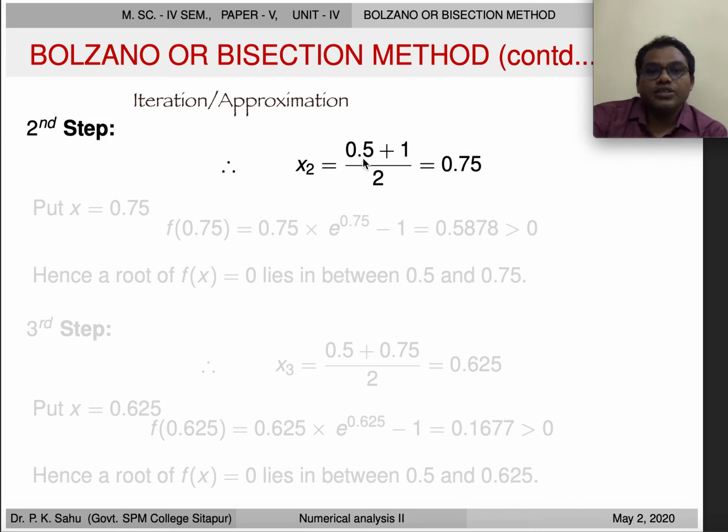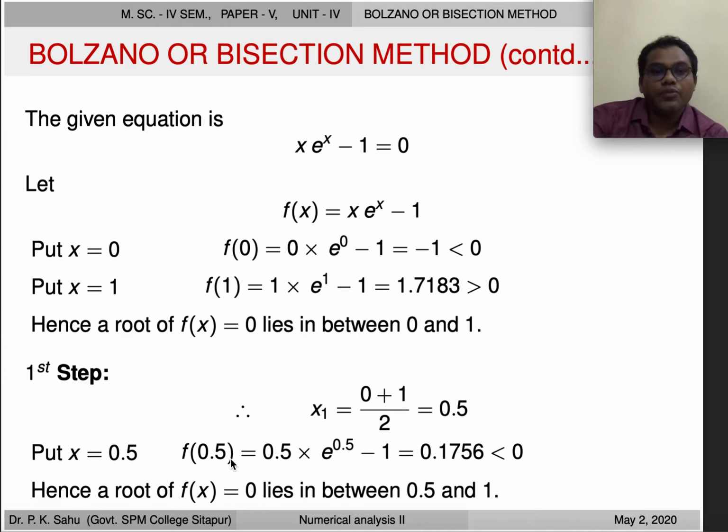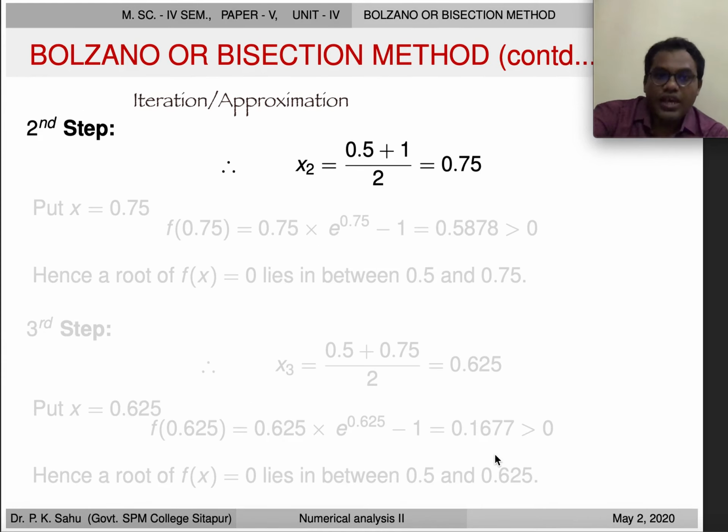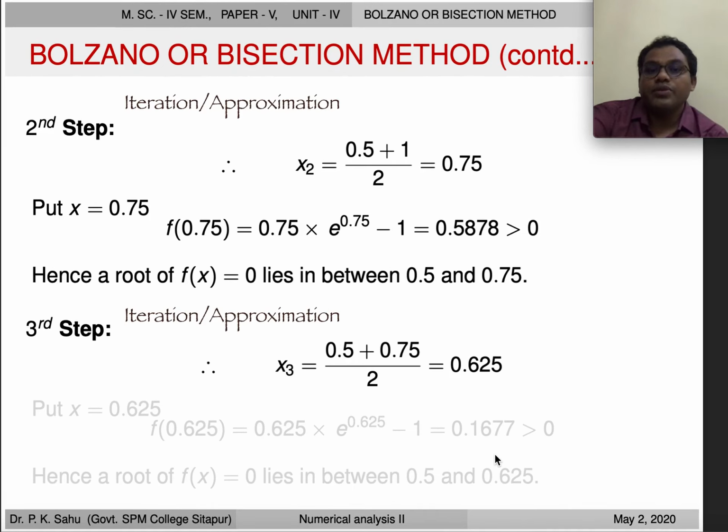In the second step, or second approximation, we find the midpoint of the interval, which is 0.5 plus 1 divided by 2, equal to 0.75. Now we check f(0.75); it is greater than 0, and f(0.5) is less than 0. Then f(0.5) into f(0.75) is less than 0, so now our root lies between 0.5 and 0.75. Again, the length of the interval is 1 by 2 squared of the length of the original interval. Now in the third step, or third approximation, we find the midpoint of this interval, which is 0.625.